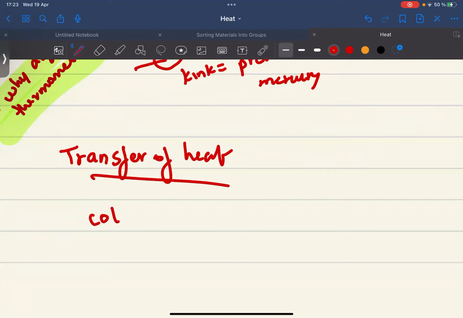So in transfer of heat, heat moves from the hot region to the cold region. This is how the transfer of heat is. And in fact, in all the cases, the heat will always flow from the hot regions to the cold object. Now we're going to see how this heat flows.